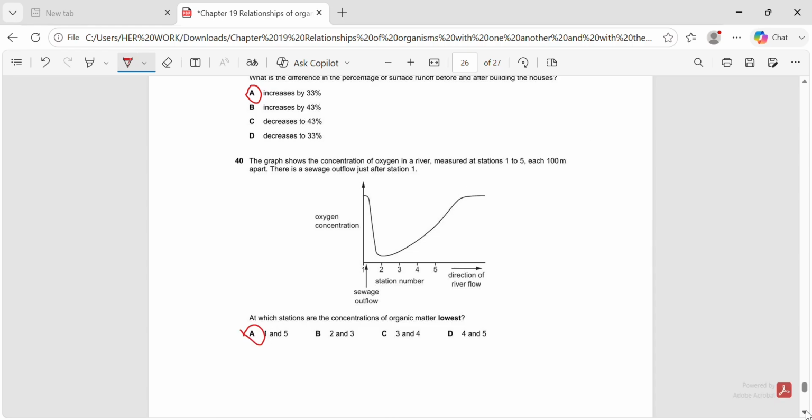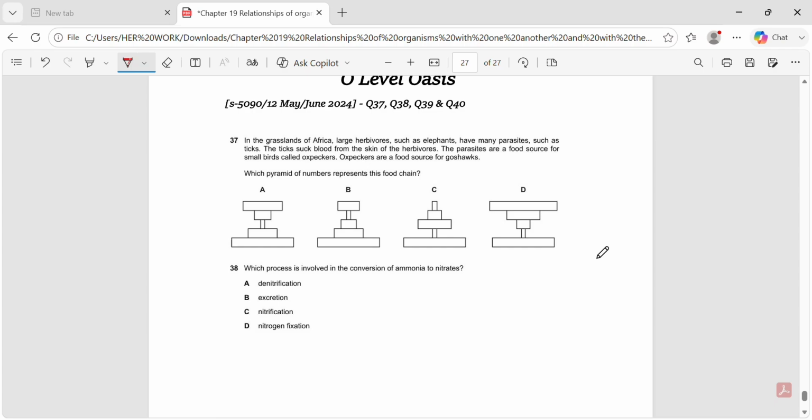Now let's move on to another set of MCQs. We have another question. This question describes a food chain in the African grasslands involving elephants, ticks, oxpeckers, and goshawks. It asks, which pyramid of numbers represents this food chain?